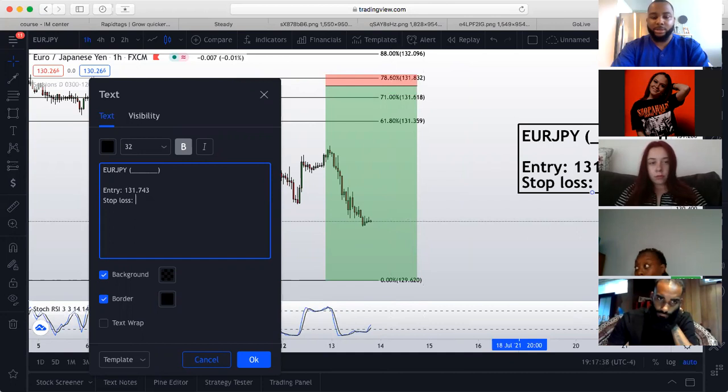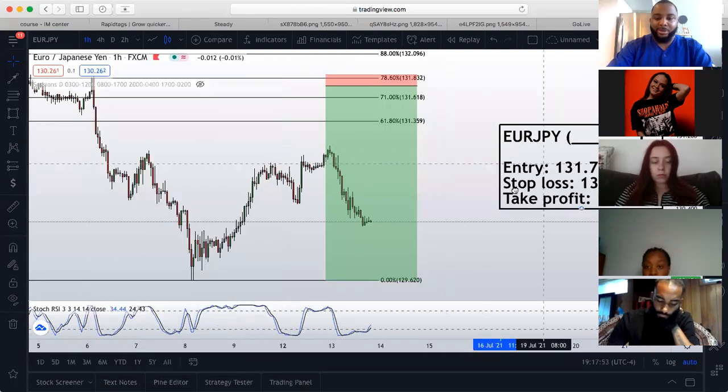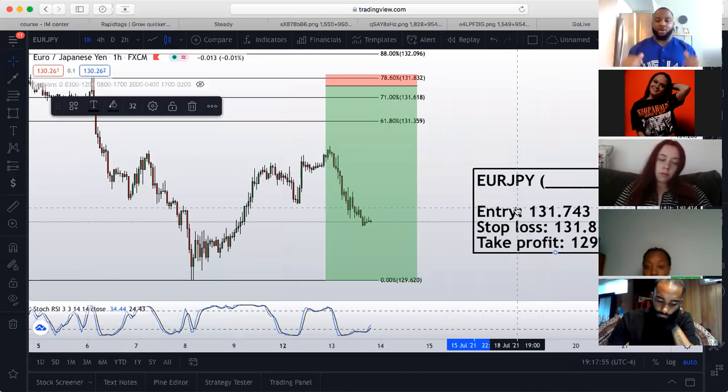Stop loss is 131.868. Take profit is 129.621. Okay. So that's what's been given to us. So let's say a trader calls a trade out. Okay. And it looks like this.